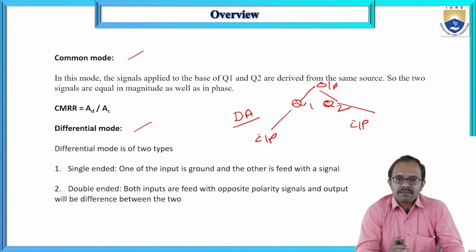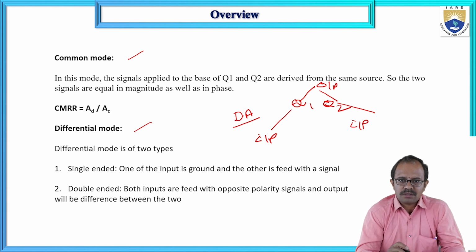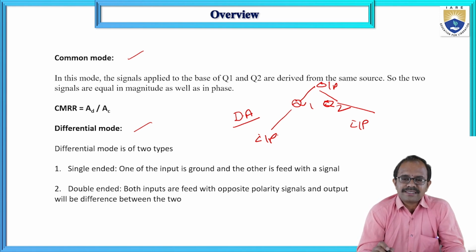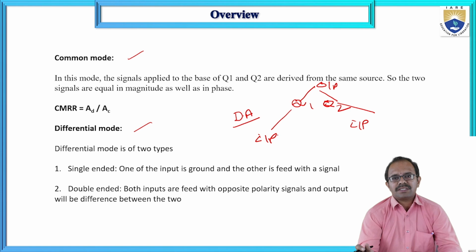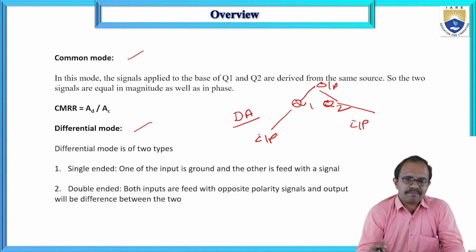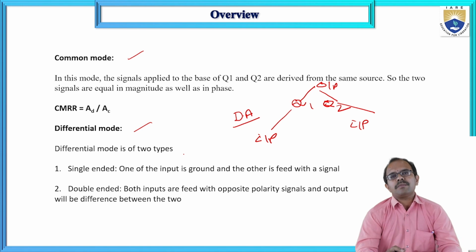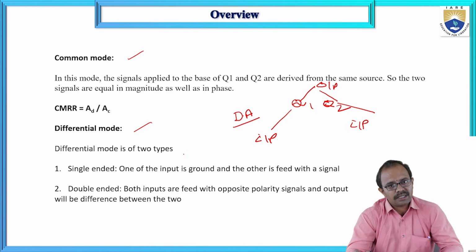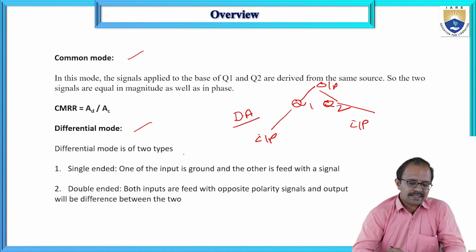So coming to the common mode, what is meant by the common mode? Both the inputs are symmetrical or ideally the same. The source signal that is applied to the transistors Q1 and Q2 is also the same. That is for common mode. And coming to the differential mode, this differential mode excitation can be done in two ways. One is single-ended operation, and the other is double-ended operation.